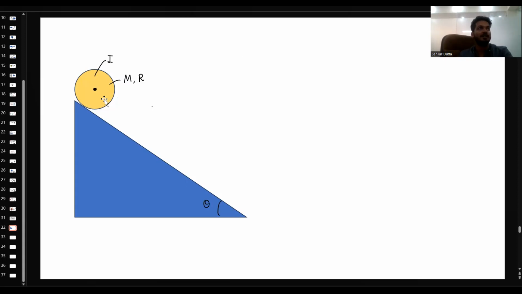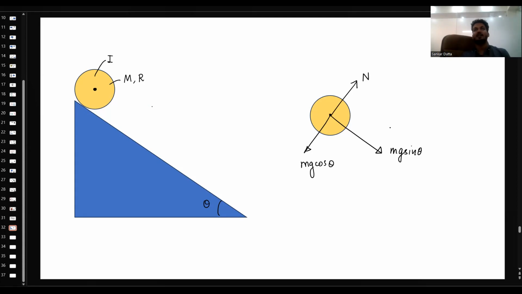I have to make a separate FBD. Always make separate FBDs so that you're able to understand. So this is something like mg sine theta acting in this direction, and there is mg cos theta acting in this direction, and this is the normal acting in the upward direction.